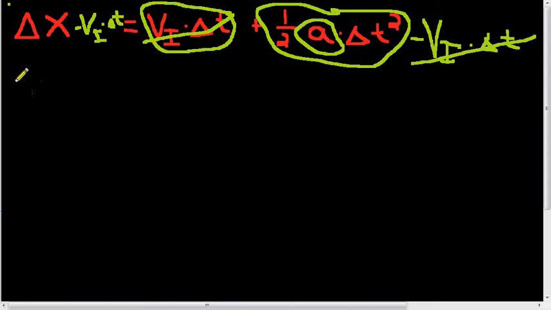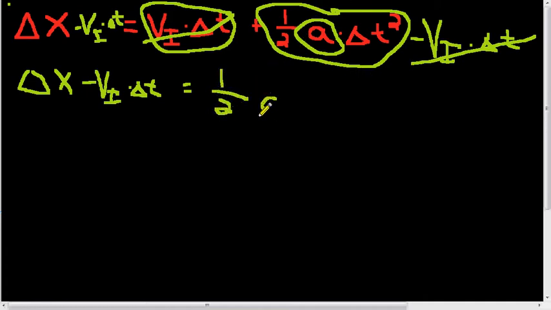Alright, next line down, we still have the delta x. It's still being subtracted by the VI delta t. This equal sign still floats around, and we have the 1/2 a t squared.